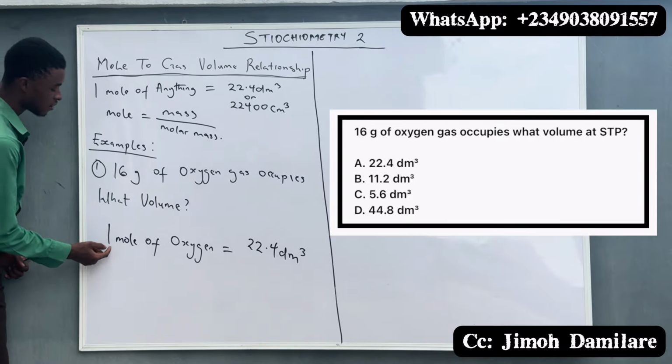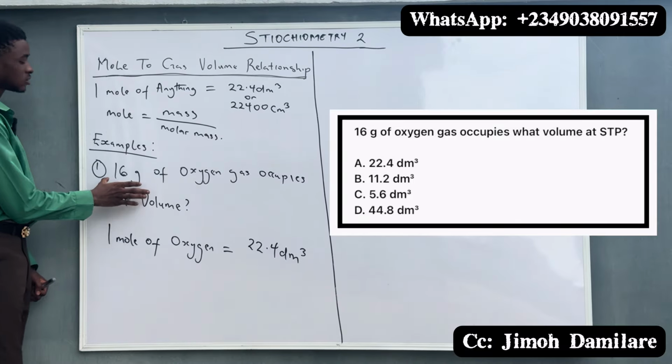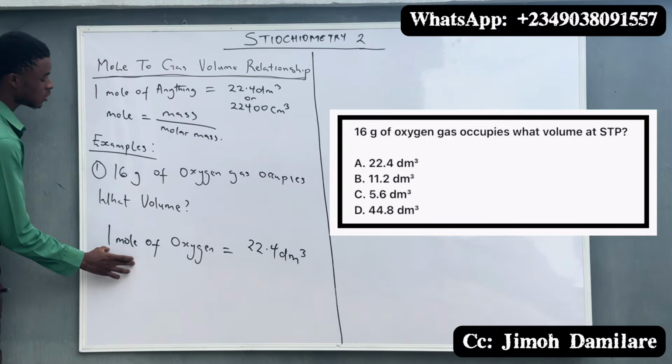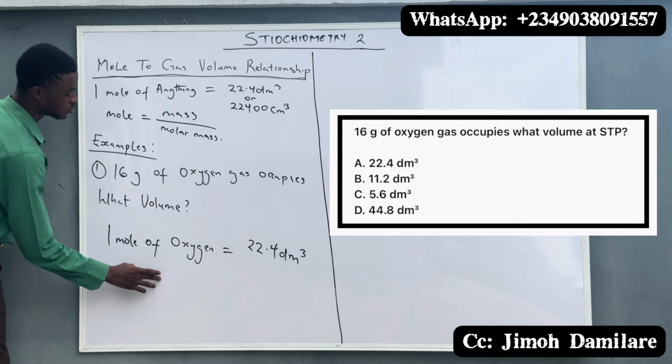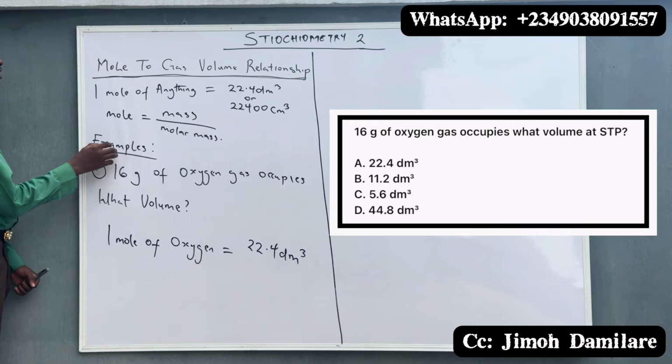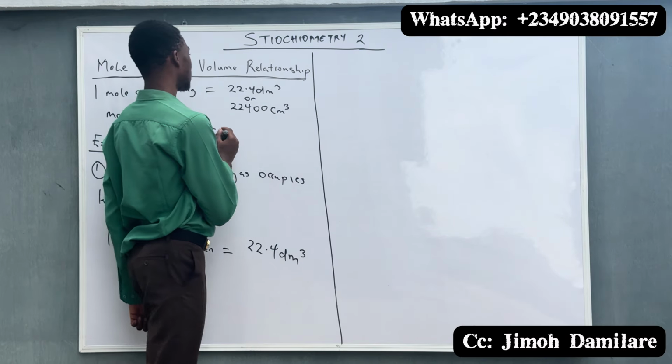So now you can see we have 1 mole of oxygen gas. But the question is asking about 16 gram of oxygen gas. So this is not in mole. We have to convert this to mole in order to put it in our solving. So let's convert this 16 gram of oxygen gas to mole. We know that our mole is equal to mass over molar mass.